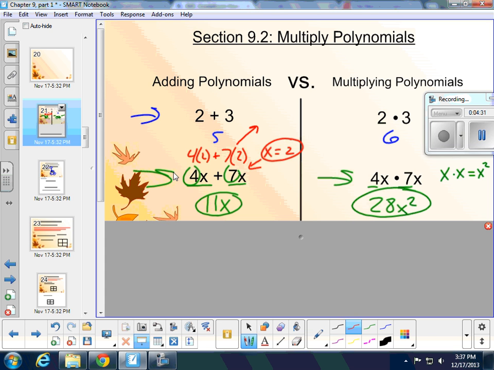We'll bring it up here just to get a little more space. 4 times 2 would give me 8, plus 7 times 2, which is 14, so this would end up equaling 22. So if I put x is 2, then my answer for this problem right here, I would end up getting 22 if I evaluate it.